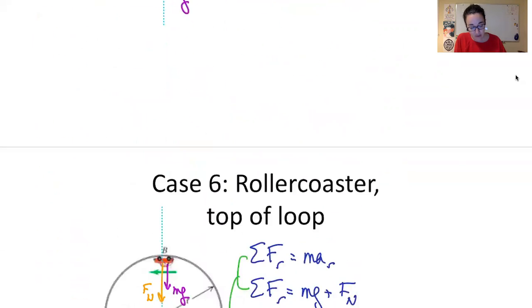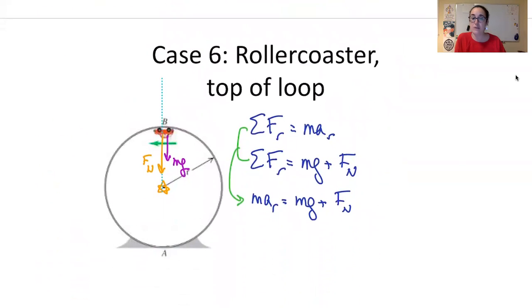And then finally, when they have a roller coaster at the top of a loop, now all bets are off. The size of this normal force depends on how fast the car is going and how big the circle is and its mass. So Fn could be any value from 0 to who knows what. It just depends how big the speed is. So it could be smaller than the weight or larger than the weight or 0.